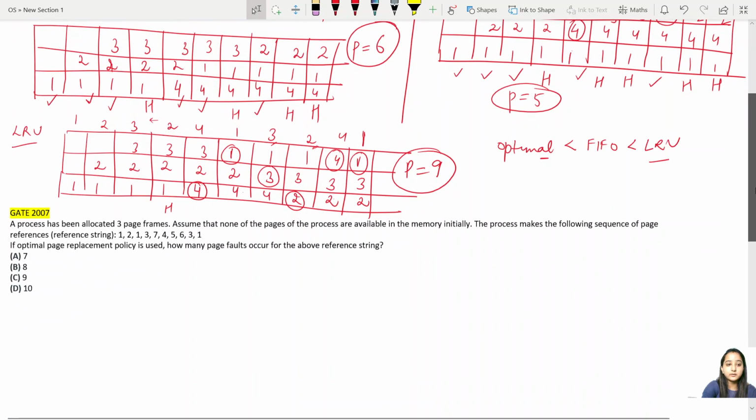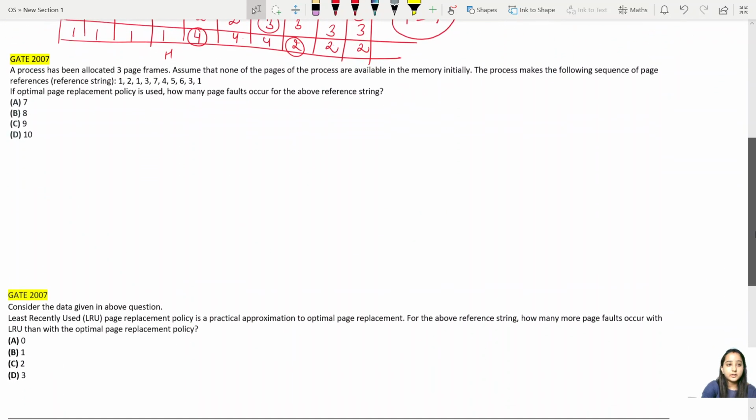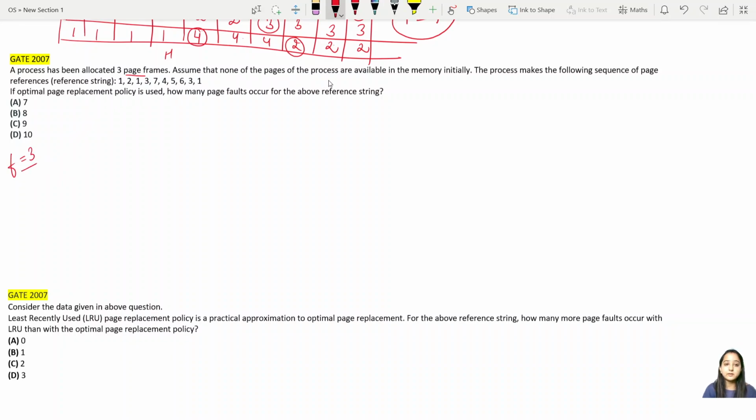The next one is a GATE 2007 question. A process has been allocated 3 page frames. How many page frames are there? 3. Assume that none of the pages of the process are available in the memory initially.